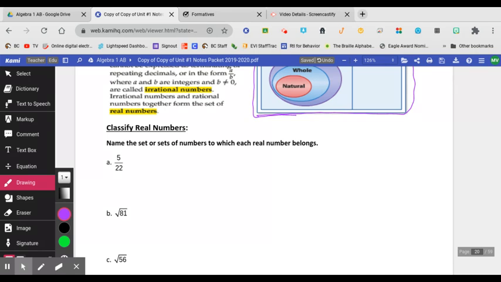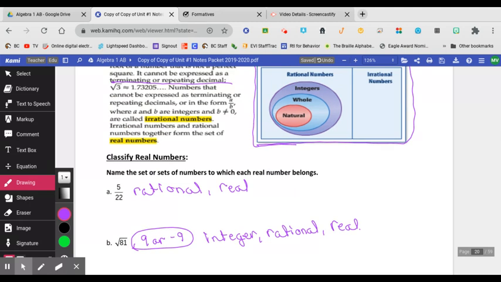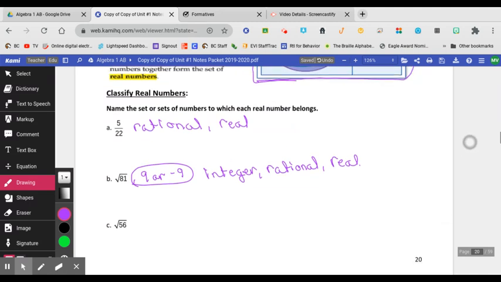So letter A is a fraction, so it's rational. And it's also real. B is the square root of 81, which is 9 or negative 9. Therefore, it's an integer. It's rational. And it's real. Because remember, once you're in the soup pot, you stay in the soup pot. So integers are part of rationals, which are part of reals.